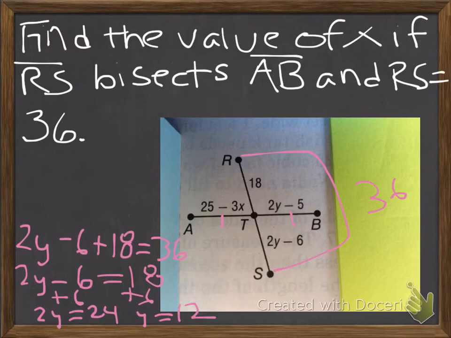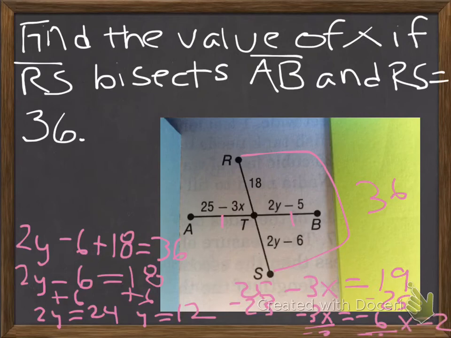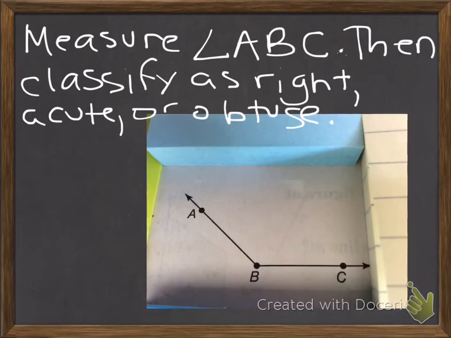And once we have y as 12, we can solve for x by setting these A and B equal to each other. So 25 minus 3x equals, we plug in 12 for y, that gives me 24 minus 5, and that's going to give me 19, so equals 19, and now we can solve for x. So minus 25, I get -6 equals -3x, and so I divide by -3, and I get +2. So my answer is +2.